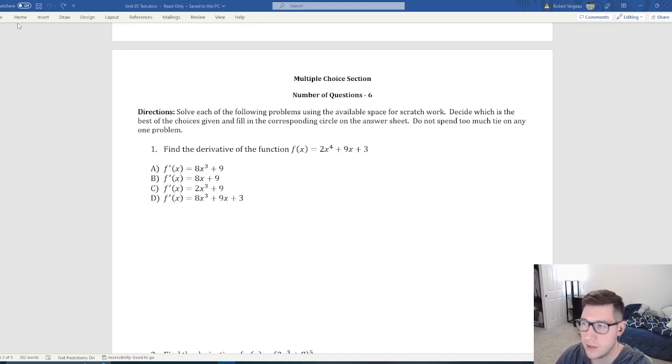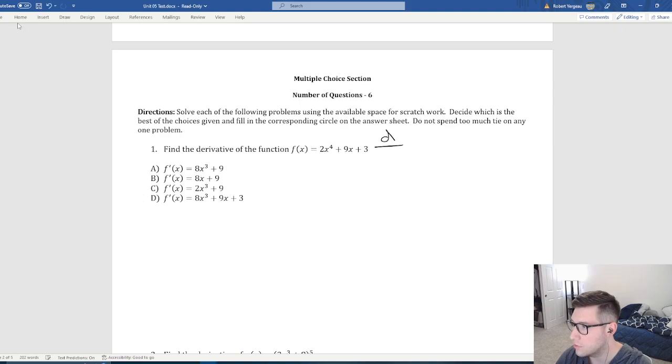We simply want to find the derivative of the function f of x is equal to 2x to the fourth plus 9x plus 3. Now, as soon as I see this polynomial, my brain is already firing off power rule because that's really all we need to use for polynomials. So like quadratics, trinomials, anything else where it's simply just terms with addition, power rule is our go-to, and it's actually super convenient.